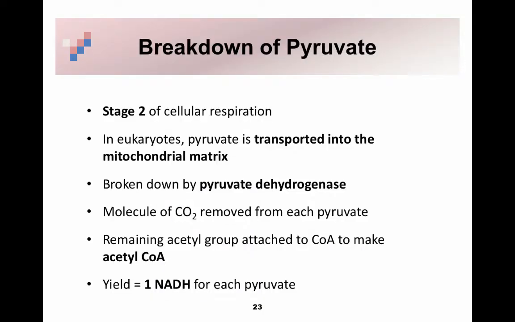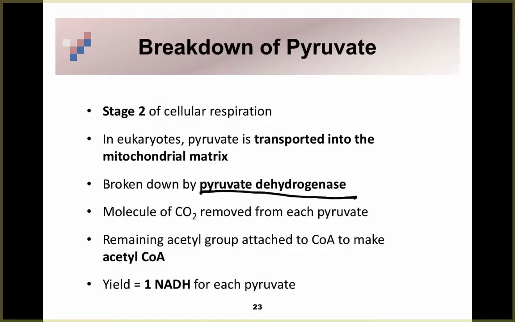The second stage we're going to talk about is the breakdown of pyruvate. So essentially here, we are going to have pyruvate come into the mitochondria. At this point, everything else happens in the mitochondria. It's going to be broken down by this enzyme called pyruvate dehydrogenase. It's a very, very important enzyme.